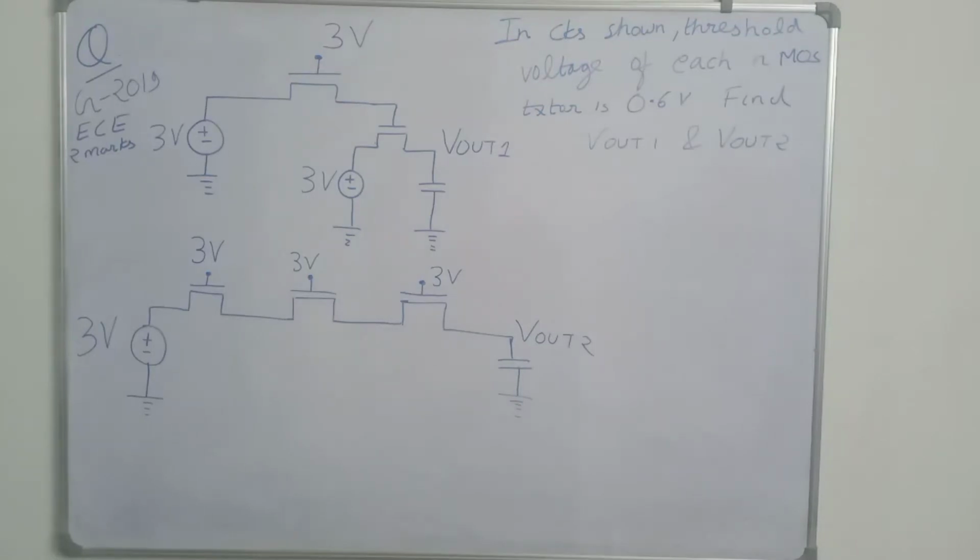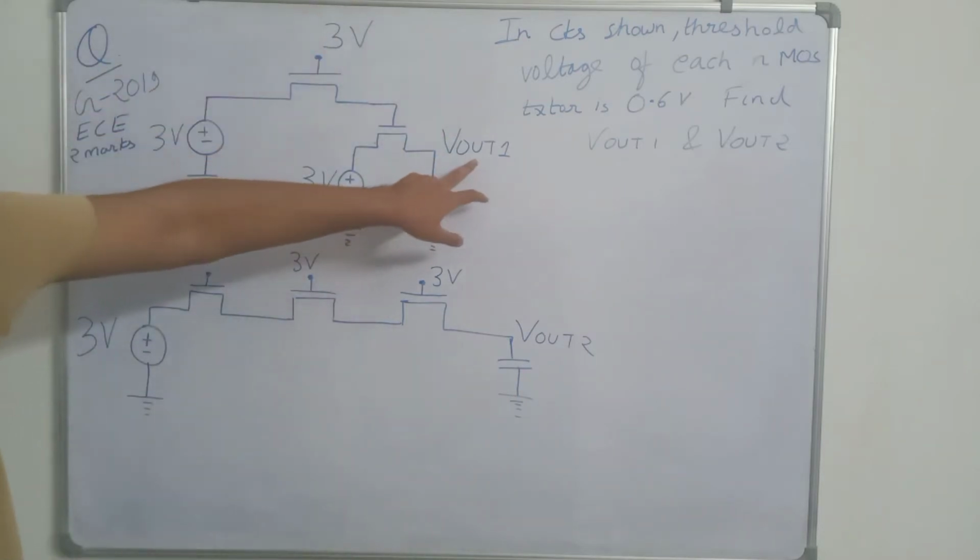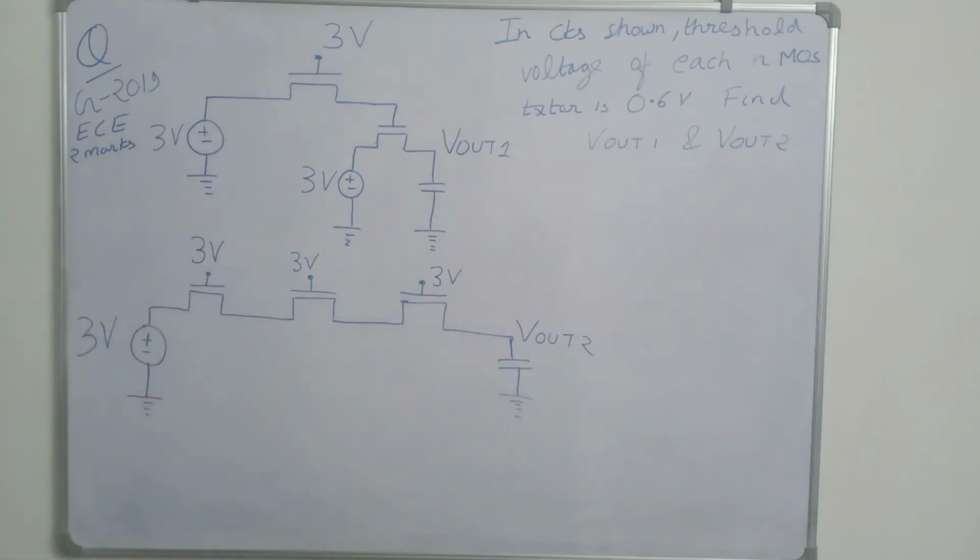We are solving a question from GATE 2019 Electronics. It is a 2 marks question and it is based on MOSFET, NMOS transistor. So these are the two circuits given. This is Vout1, this is Vout2. So we have to find the value of Vout1 and Vout2.